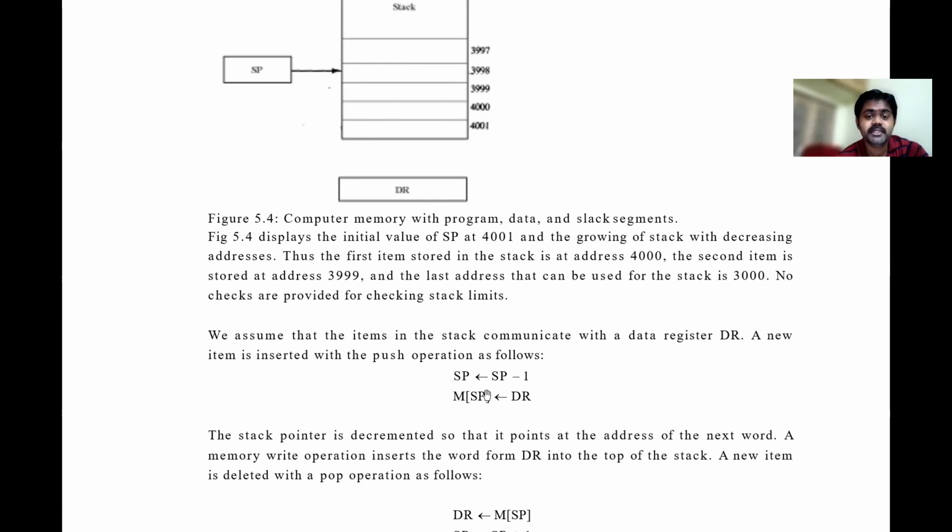So if you see the push operation here, SP minus 1, and M of SP gets the data register, which is stored. The stack pointer is decremented so that it points to the address of the next word. A memory write operation inserts the word from DR into the top of the stack.